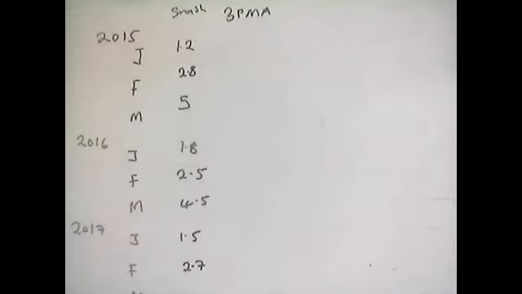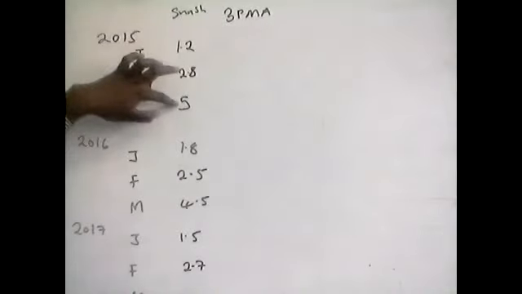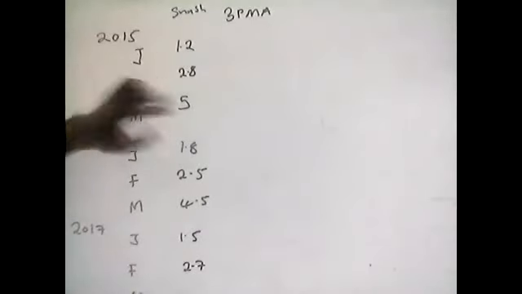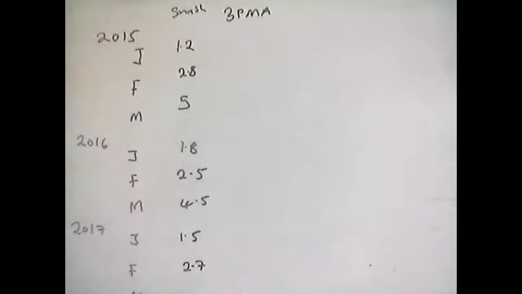Where's my calculator? So you find the average. So you start this plus this plus this, divide by, not 2, you divide by the total number of outcomes here. So you have 3 of them. So it's 1.2 plus 2.8 plus 5 divide by 3. This is equal to 3.